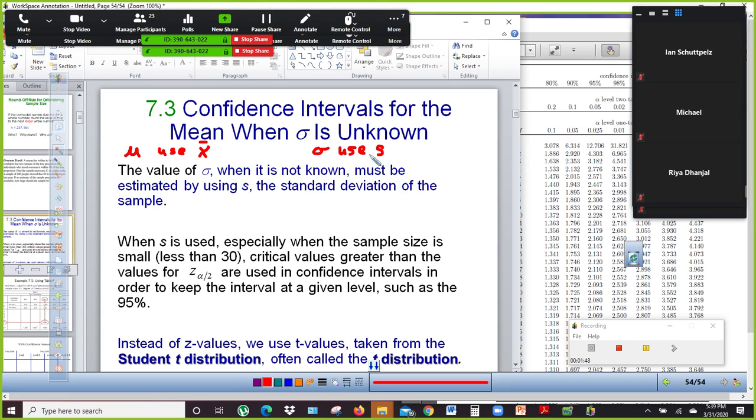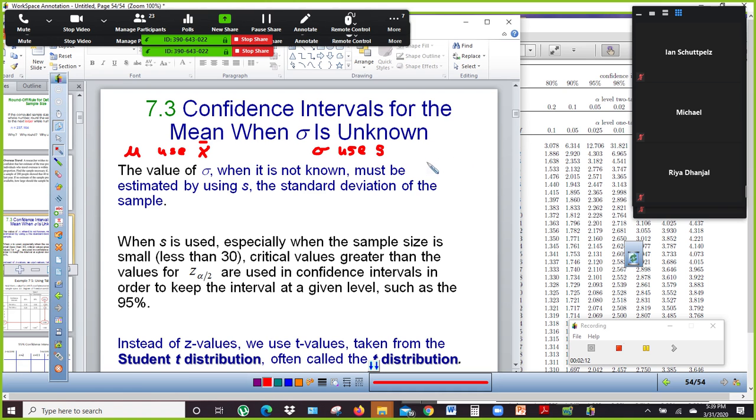These are both standard deviations. This is for the population. This is for a sample. The catch is that because my S is from a sample, it's not going to be perfect. It's going to be off a little bit. So instead of using the Z distribution, the Z table, we're going to use a T distribution and T table instead. So we're going to talk about that in just a minute.